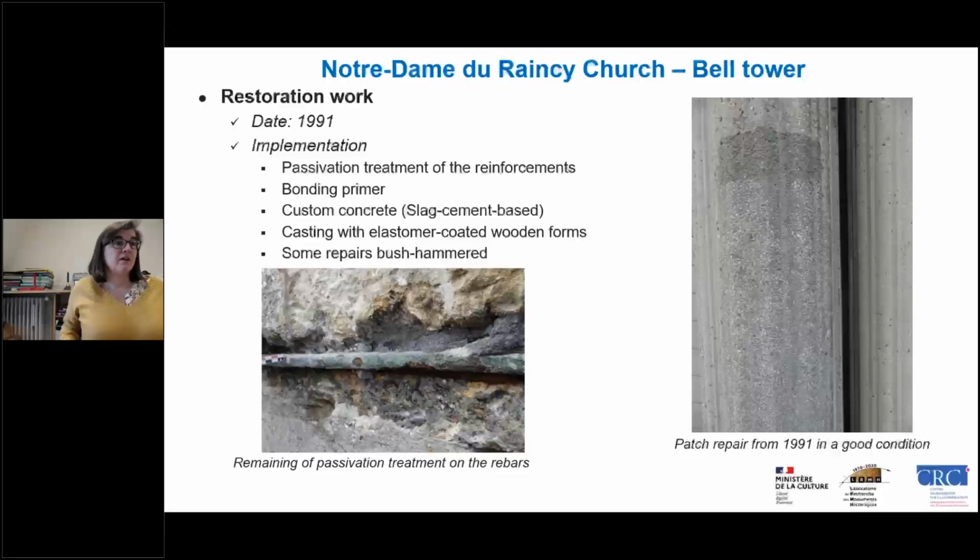And if we come back to the repairs of 1991, again part of the PEPS project, we can see that again the passivation treatment was applied not only on the rebars but also sometimes on the initial concrete. We had a bonding primer that you can see here, and custom concrete with a slag cement base, and it was cast with elastomer coated wooden forms, and some of the repairs, as you can see, were bush hammered.